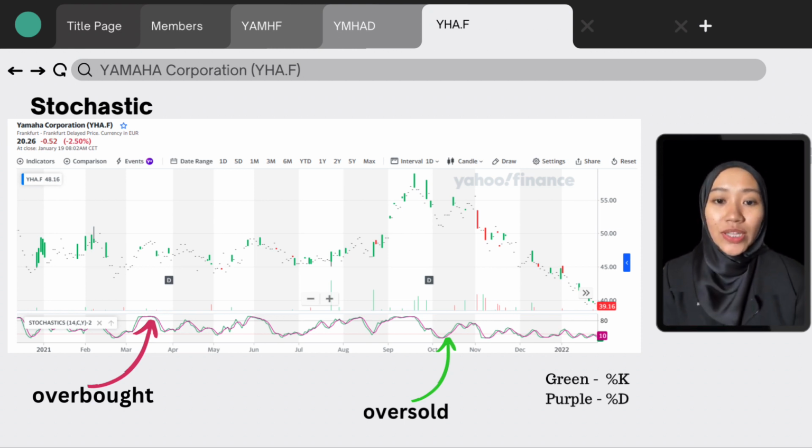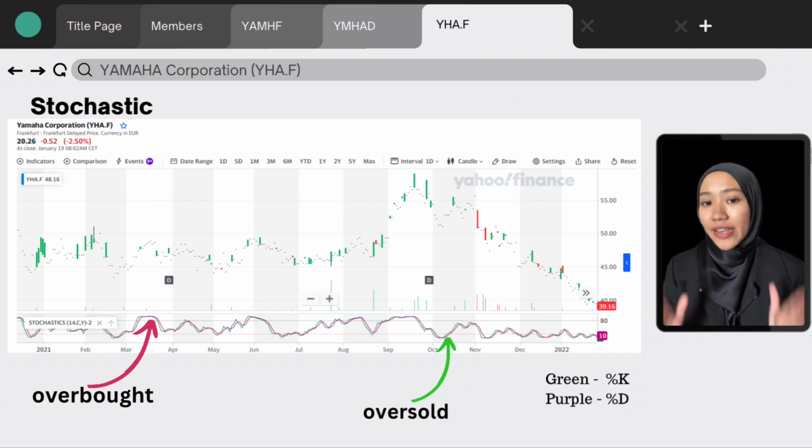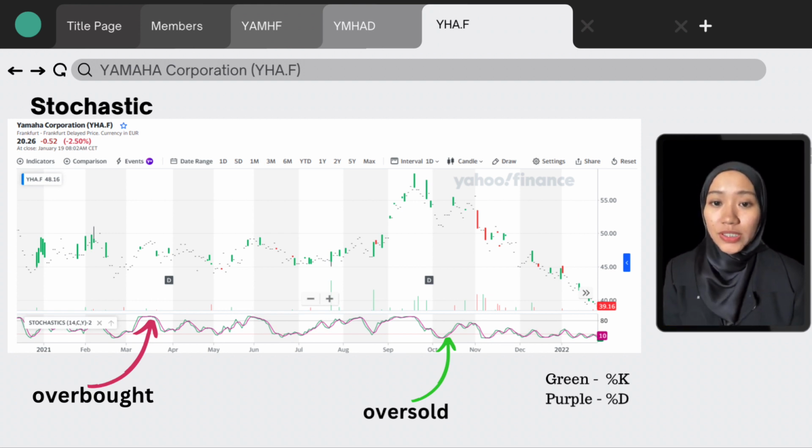This chart shows that in September to October, the trend is over the 80 line, which is overbought, meaning the traders can sell their stock to take a profit before it reverses. Next, when we look into October to November, the indicator shows oversold, where the trader can buy because the stock is at a lower price.